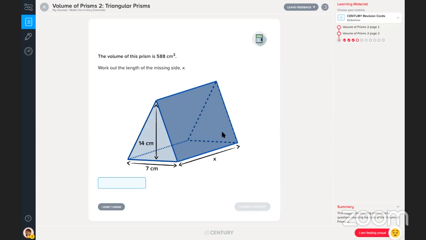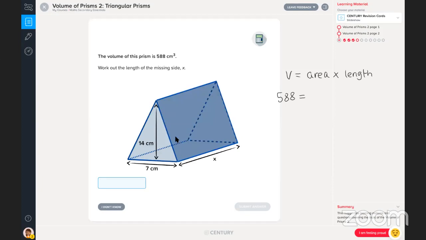Now we'll try another one here. This one's a little bit different to the previous ones. So this time I'm told that the volume of the prism is 588 centimeters cubed, and I need to work out the length of the missing side X. So this time I have to do a bit of a different calculation. So I know that the volume is the area times the length. I know that the volume is equal to 588, but I don't know the length.